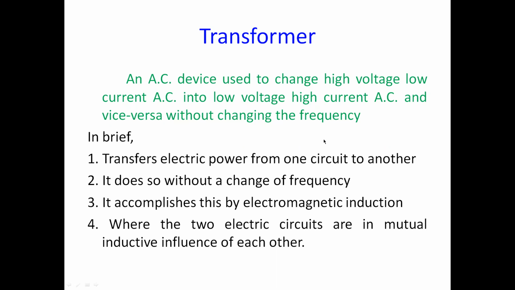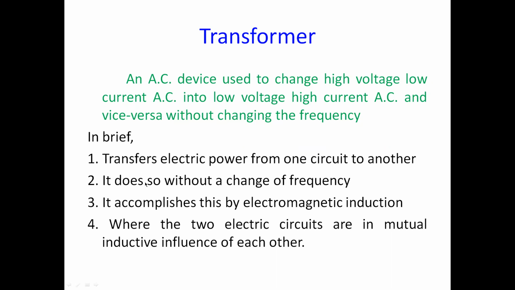Sorry. See, now here there are two circuits. One is the primary main, which is connected to the supply side, and the load side is called the secondary. Now your primary side may be HV or LV. So always the source side, where we connect the supply, is called primary, and the load side is called secondary.